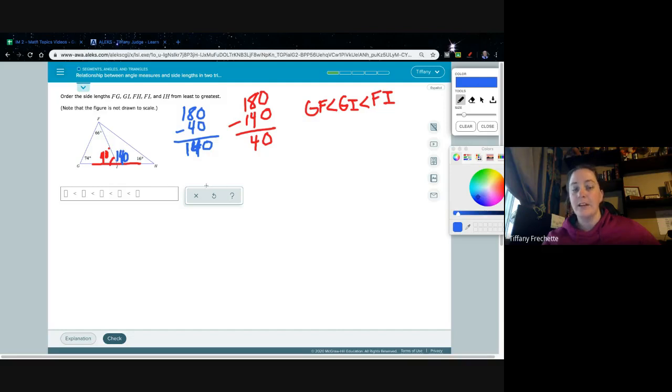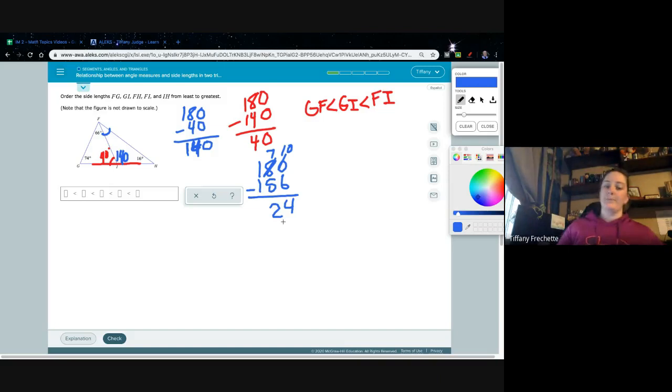Boom. All right. So now we have 140. We have 16. We need to figure out what this one is up here. So again, we go back to our 180. It's a triangle. All together, they have to add up to 180. So I know 140 plus 16 gets me 156. I'm going to subtract, and I get 24. All right, so 24 degrees for this one.